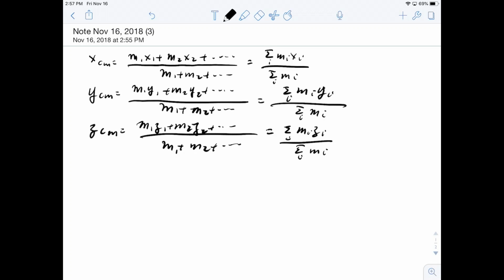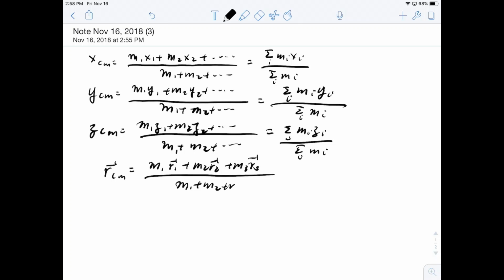All right. So with this, if we write it in the full vector format, that will be m1r1 plus m2r2 plus m3r3 dot dot dot, divided by m1 plus m2 plus m3 dot dot dot. That is, the sum over i of mi ri, divided by the sum of the masses. This is a vector sum, remember that. This gives you what the center of mass is.